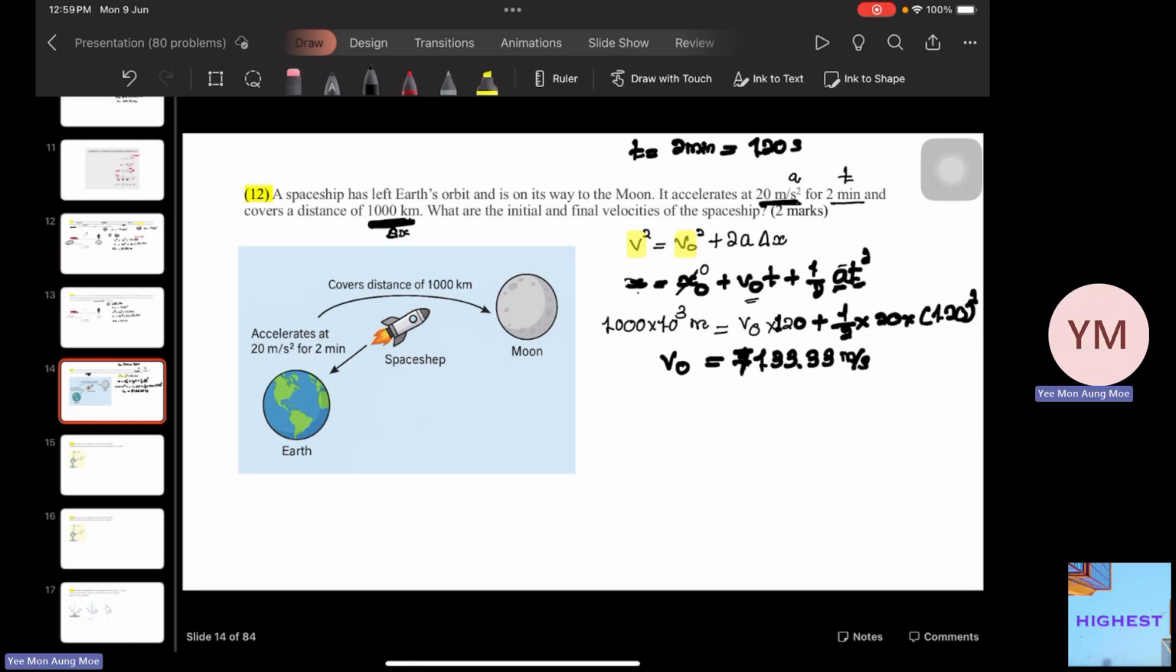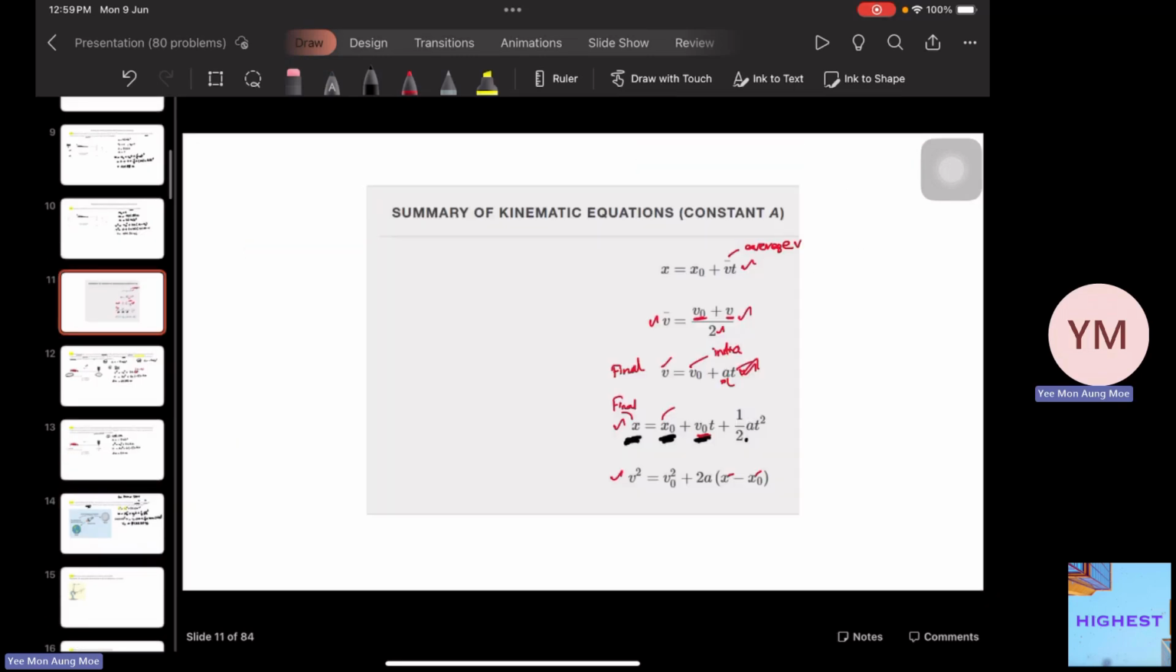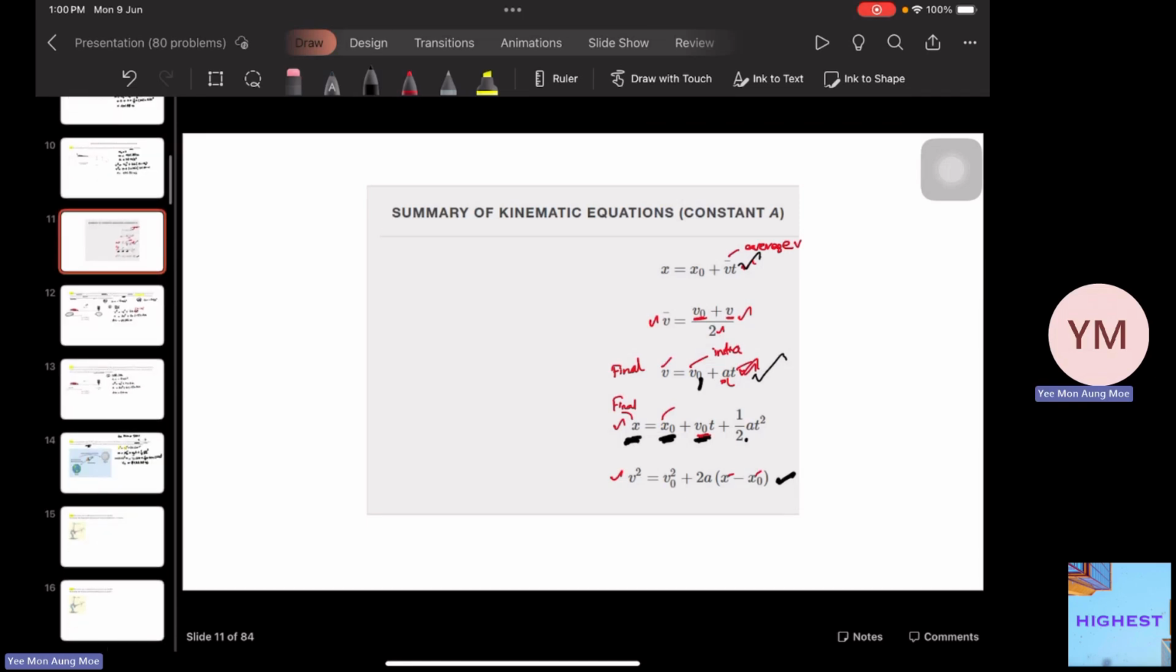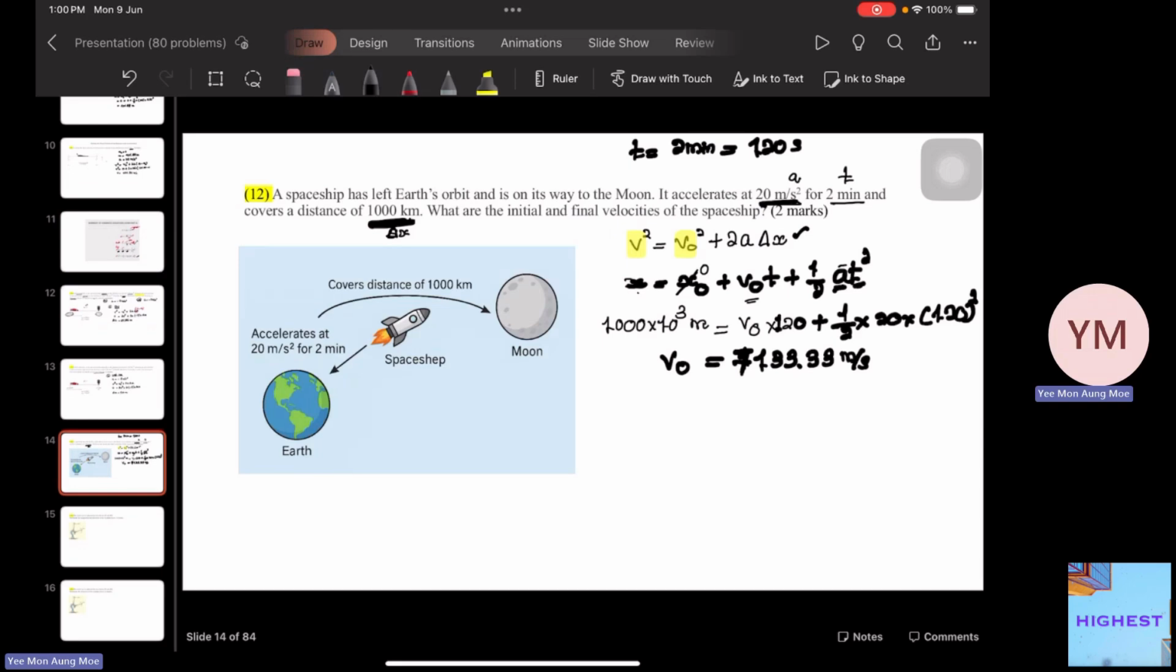Now that we have the initial velocity, as we previously mentioned, we can use v squared equals v naught squared plus 2a delta x. You can also use the first equation, x equals x naught plus vt. No, this one not. For this part you can use the third equation or the fifth equation. You can use whatever you want. Now I want to use the fifth equation.